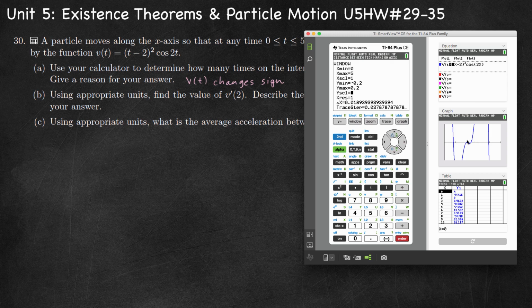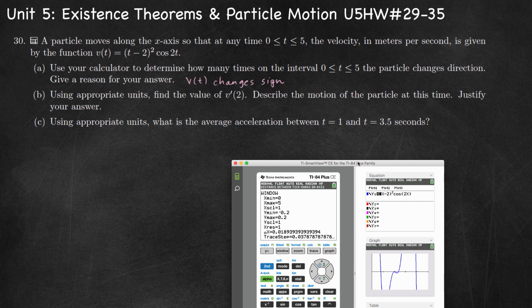However, at t equals 2, yes, there's an x-intercept there. The velocity is 0, but it doesn't change sign. It's negative until we hit 2, and then it's negative after that as well. So because there's no sign change there, it doesn't count as a change in direction. The particle is momentarily at rest, but it's not changing direction. So we have 1, 2, 3 changes in direction like we initially thought.